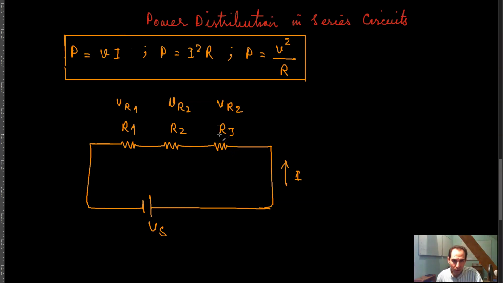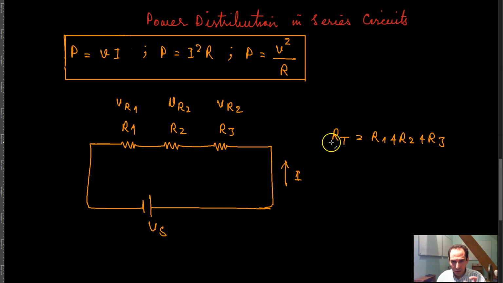Moreover, you can of course calculate the total resistance in this circuit, because this is a series circuit, and so R of t would be R1 plus R2 plus R3, right?